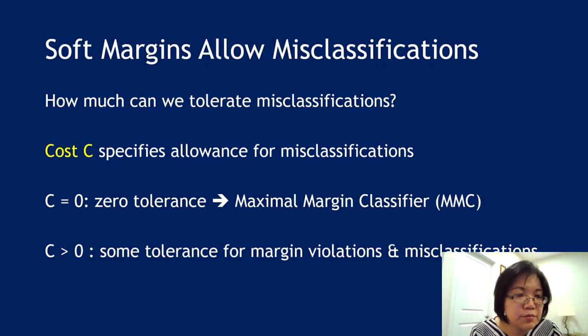When the tuning parameter C is 0, that means we have 0 tolerance for misclassification. So we do not allow misclassifications or margin violations at all. That C equals 0 is when we have a maximal margin classifier. However, when we start to increase C, when we start to use a positive value for C, then that means we're allowing some tolerance for margin violations and misclassifications.